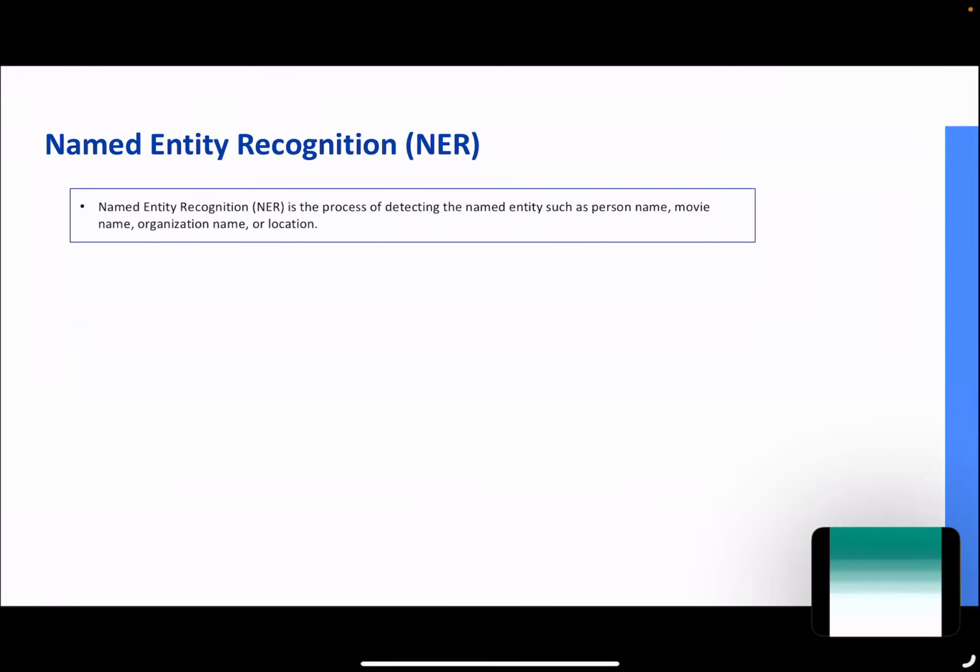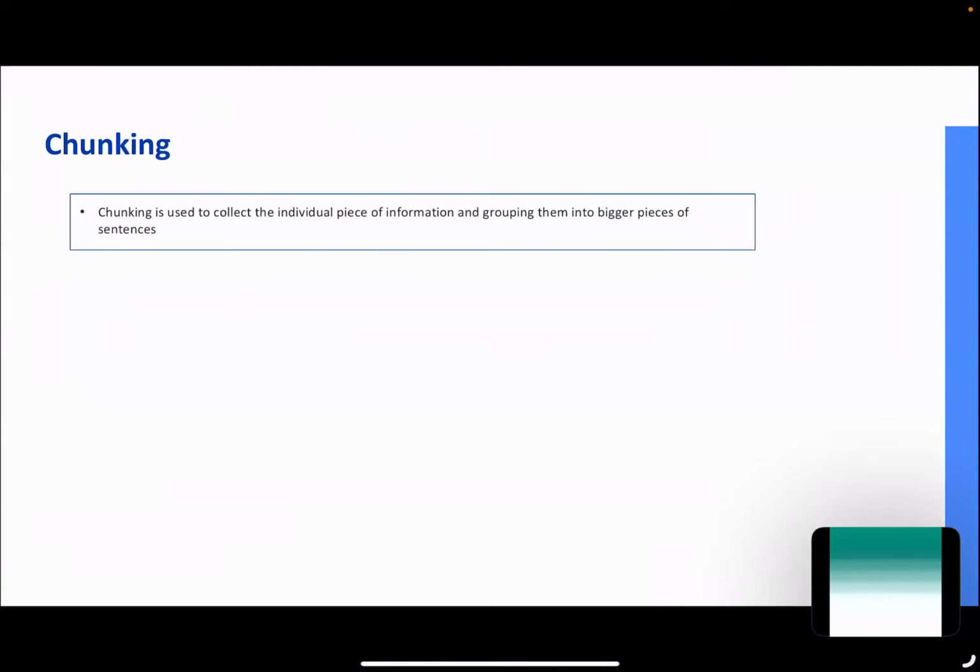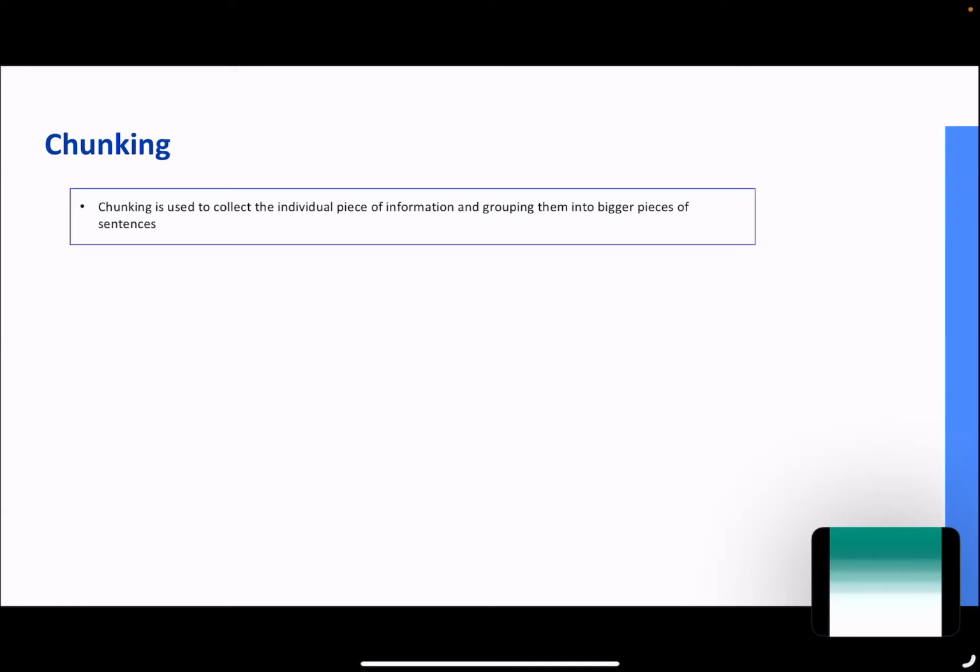So the next step is giving a more precise name to the words, and we can name it named entity recognition. So, for example, giving a person name, a movie name, an organization name, or a location name, or giving a specific name to the tokens. And what is chunking? Dividing those words or grouping them into bigger or smaller chunks to understand or define the relationship of different words.